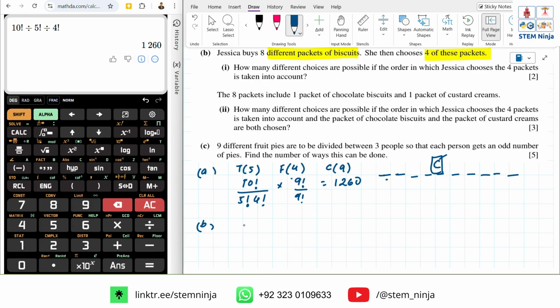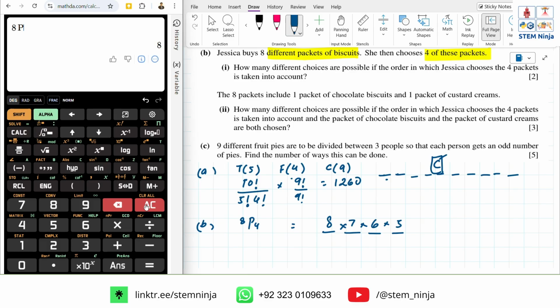So that would be just simply 8P4. You could also rewrite it as you have 1, 2, 3, 4, 8 choices for the first one, 7 choices for the second one, 6 and 5. So both of these would be identical. So 8P4 is 1680.